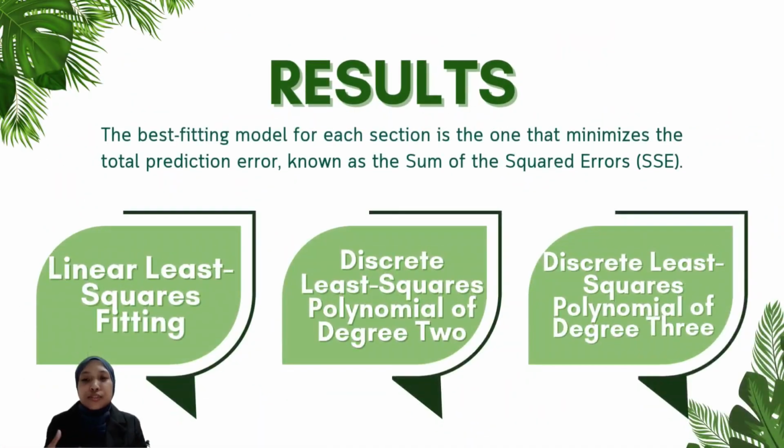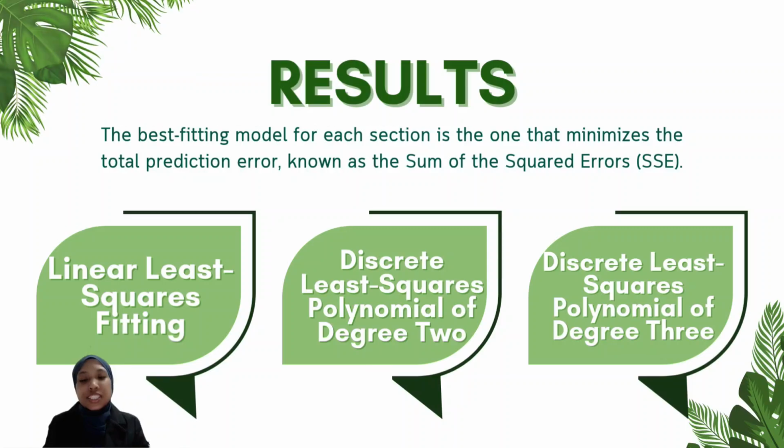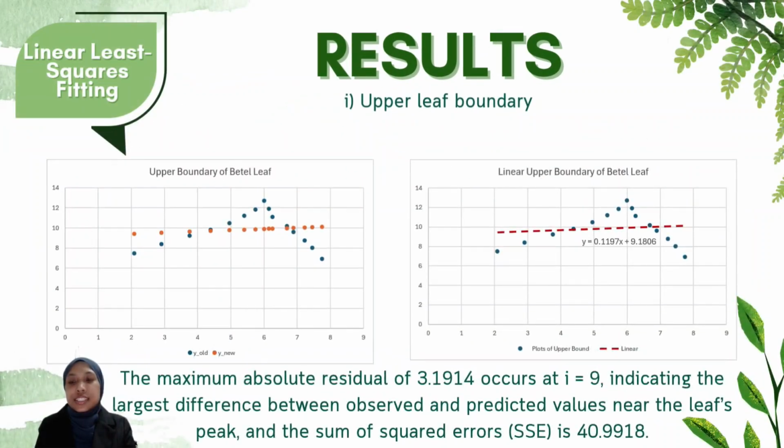So now we're moving on to the results. The best fitting model for each section is the one that minimizes the total prediction error, known as the sum of squared errors, SSE. In this section, we will see three graphs: the linear least squares fitting, the discrete least squares polynomial of degree 2, and also degree 3. First, we're going to look at the linear least squares fitting of the upper leaf boundary graph.